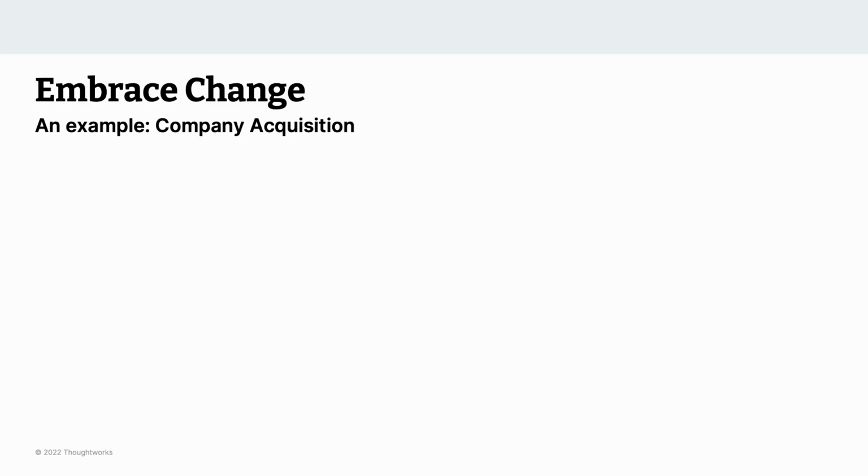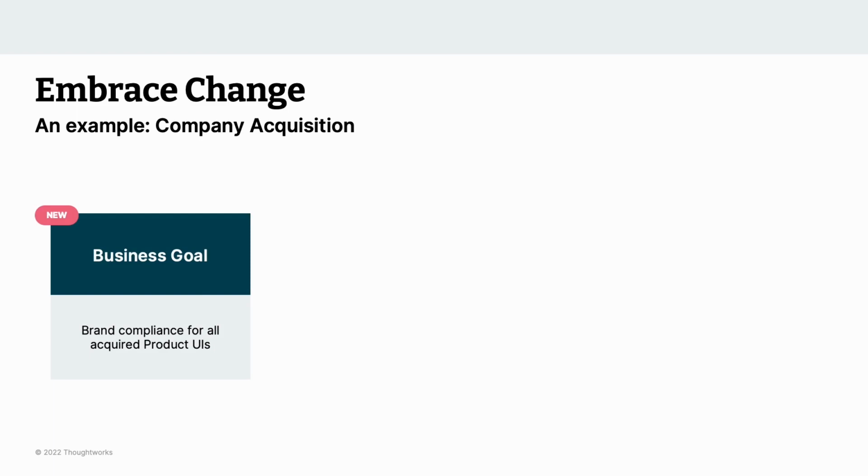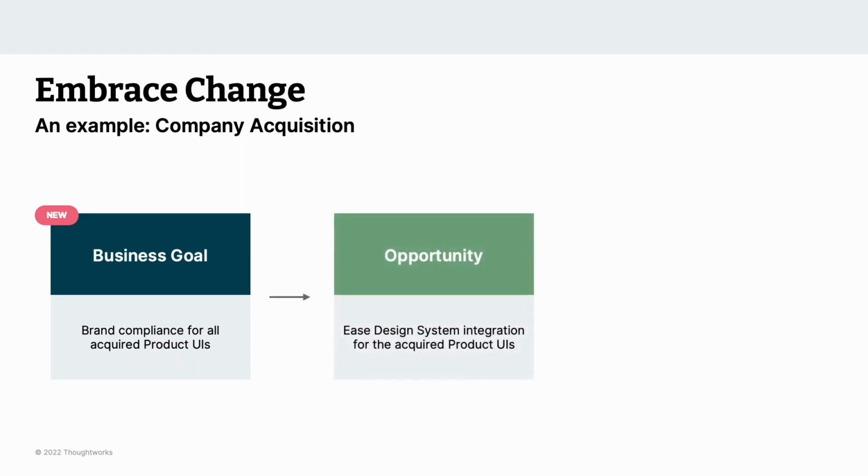So how could change manifest in your organization? Here is a super simple example. You might have acquired another company, and now you have a new business goal about making sure that the acquired product UIs are compliant with your brand. As someone who works in a design system team, or is close to a design system, you could see an opportunity to ease the design system integration for these new teams and these new UIs.